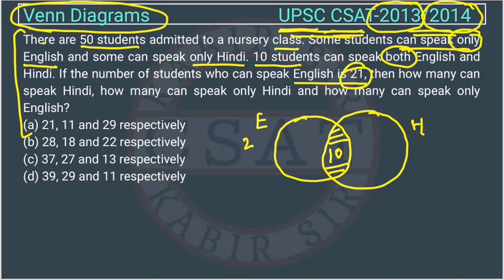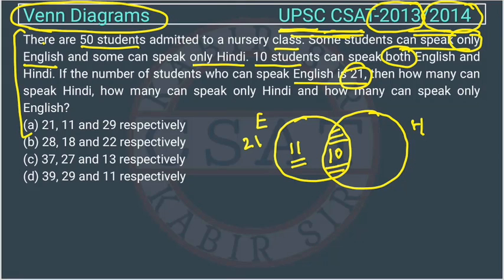So this is 21. This whole circle is 21, and 10 are here. So the remaining here will be 21 minus 10, so this will be 11. So what is this 11 representing? It is representing the number of students who can speak only English, right?